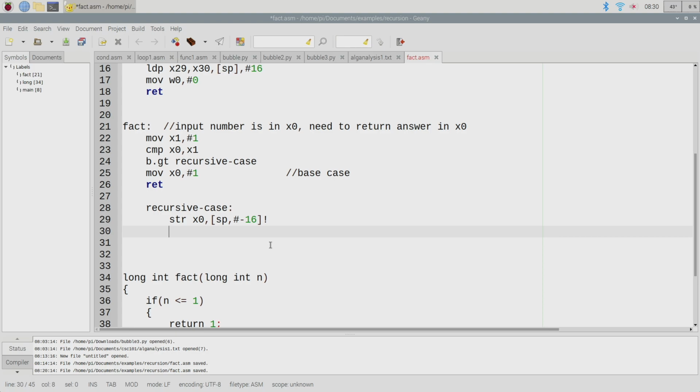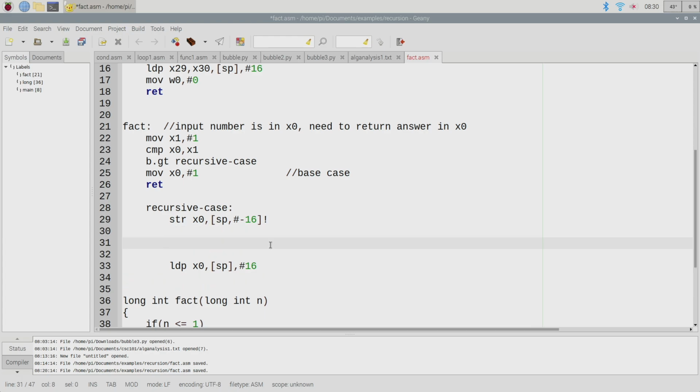LDR is for load a single register, and LDP is for load pair. Mm-hmm. No. So if you need to store 4 things, you'd have to do it as 2 pairs, right? Yeah, there's no extended instruction for that. Okay, so I need to store the thing, and then on the other end of something, I need to pop it back off the stack.